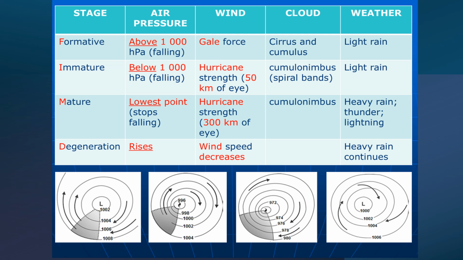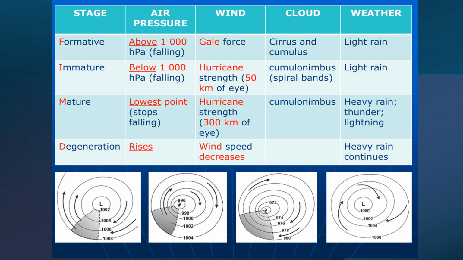In the formative stage, the air pressure is above 1000 hectopascal but is still falling or decreasing. Once the air pressure goes to below 1000 hectopascal, the immature stage is reached. At this point, the pressure is still falling. In the mature stage, the pressure has stopped falling as the lowest pressure has been reached at the center of the system, and the tropical cyclone reaches its degeneration stage once that pressure starts increasing.